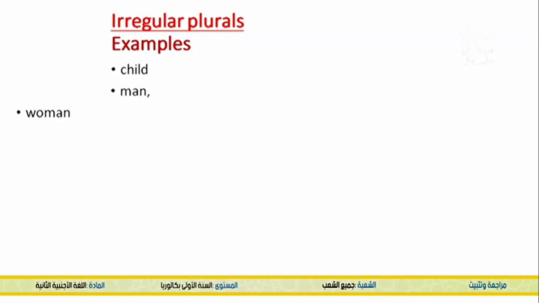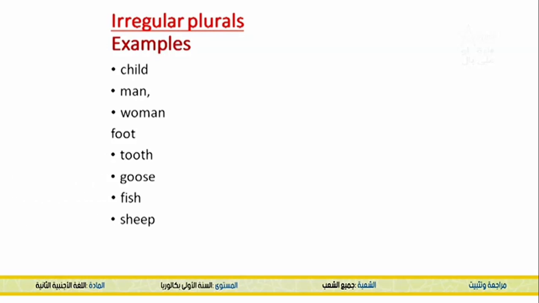Now look at these words. Child, man, woman, foot, tooth, goose, fish, sheep. What is the plural form of child? Childs? No, it's not childs. Sorry. Children. Man. Men, right? A here, E here. Women, women, right? Mind you, pronunciation, women, not women, no. Woman for the singular form. Women, women, right?